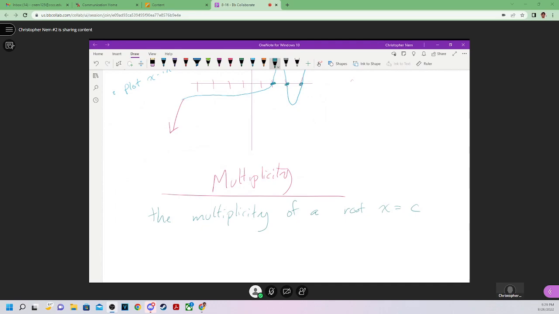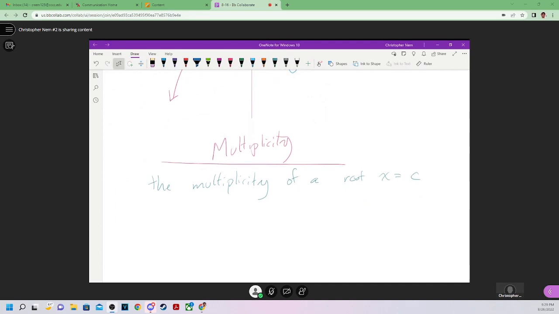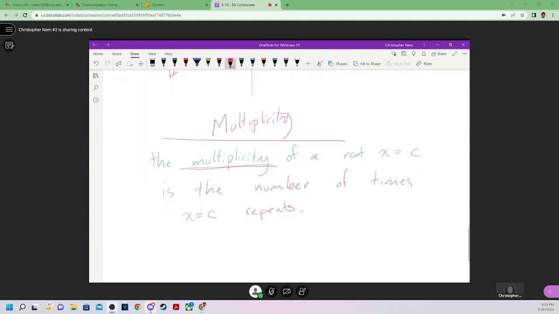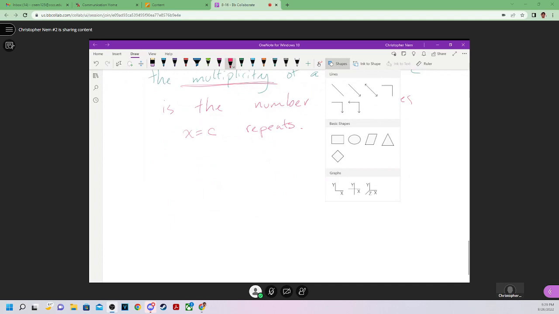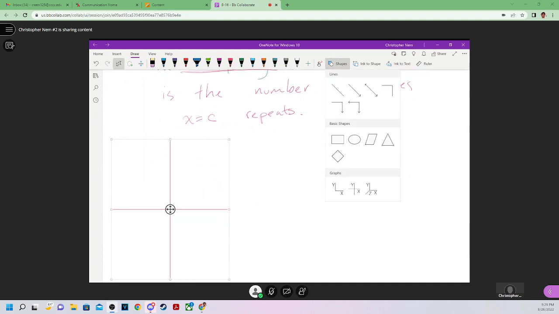The multiplicity of a root x equals c is the number of times x equals c repeats. It's the number of times it repeats. So, what the heck does that mean? Well, this is how to give you the most basic idea.